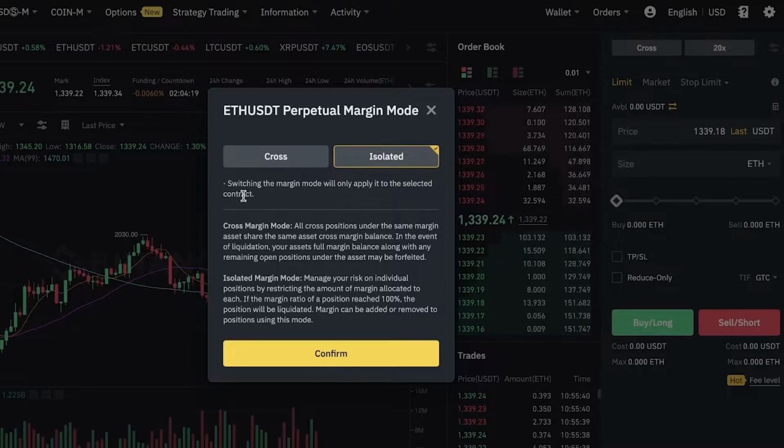In terms of isolated trades, you have to manage your own risk on a specific individual position. So if you have $10,000 in your futures account, then you can choose to put in $3,000 in Ethereum, $2,000 in Bitcoin, and $1,000 in Polkadot, and have the remaining in your crypto wallet. This is a simple way that you can allocate risk on your own. It's a little less risky than cross trading, because in cross trading you're basically letting all of your money have the risk of liquidation.